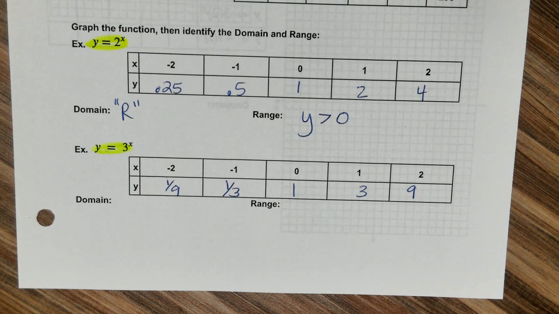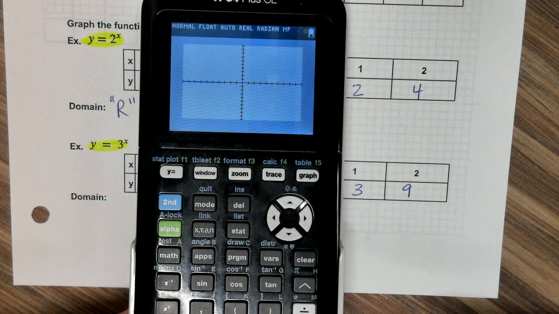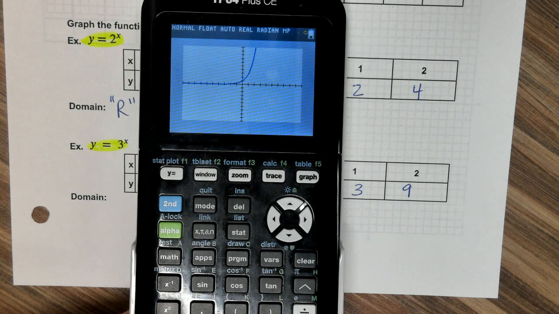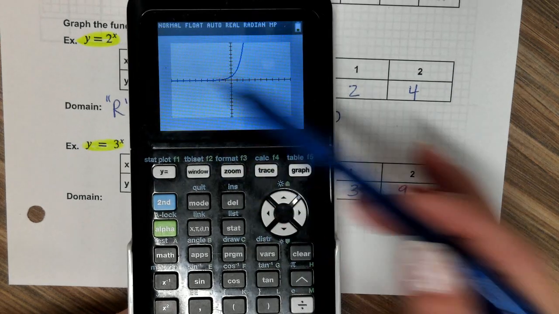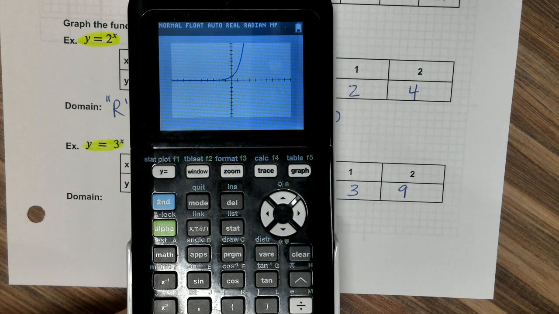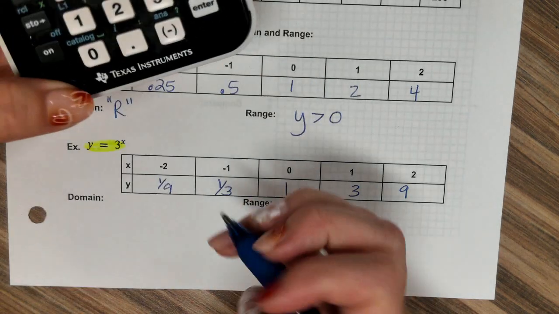All right, let's identify the domain and range. So hit graph. Most exponential functions, just so y'all know, are going to have the same domain and range. Is it ever stopping going to the left and the right? No. What is the domain? All real numbers. Why? Because it keeps going to the left and to the right forever and ever.